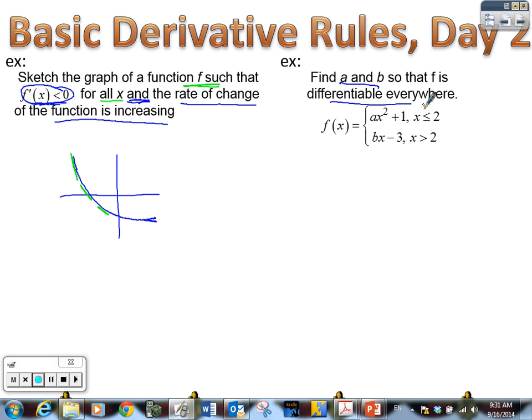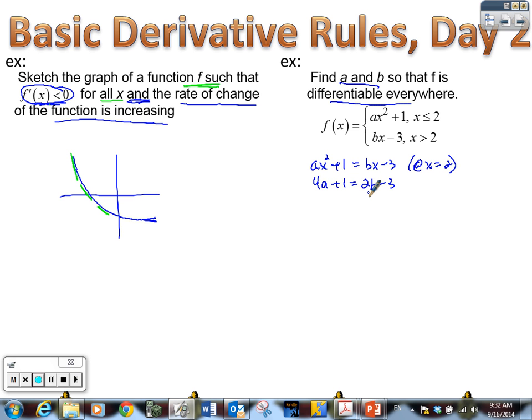So let's do the first step because we're used to that. To make sure it's continuous, we would set these equal to each other at x equals 2. Okay, that's where we are concerned with. So I'm going to substitute a 2 in for x. So that would be what? 4a plus 1 equals 2b minus 3. Okay, that's my expression for continuity. If I can make that expression true, then I will guarantee that this is a continuous function, which it has to be to be differentiable.